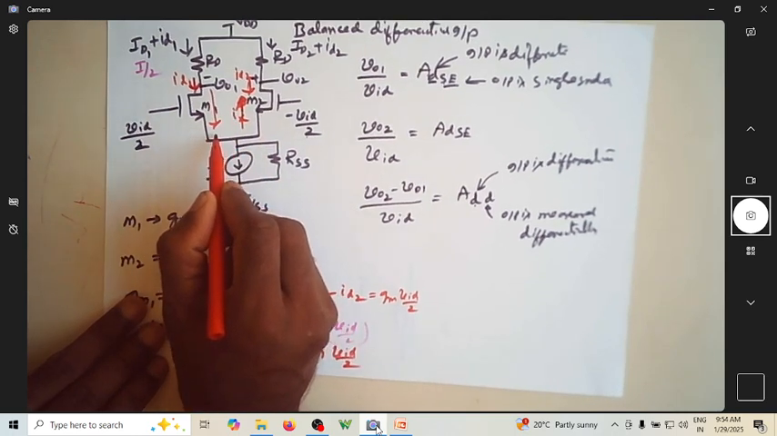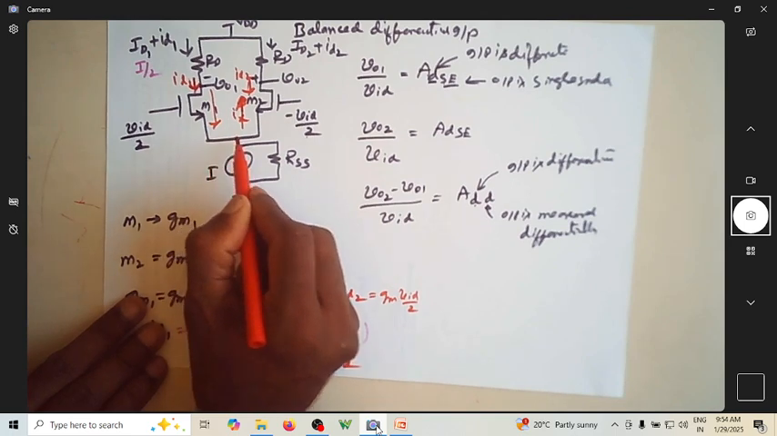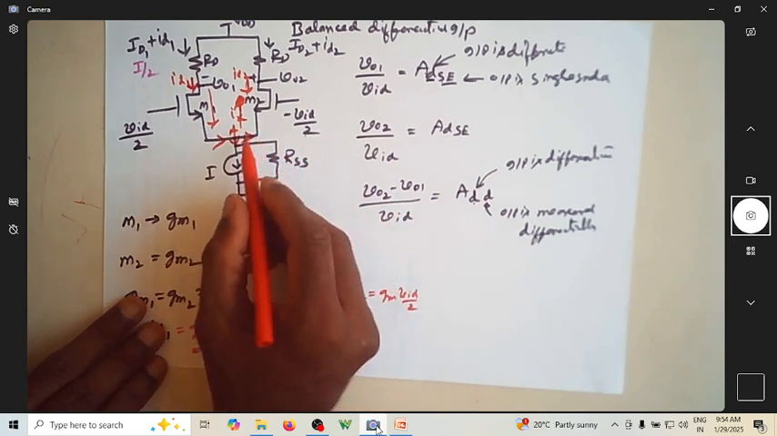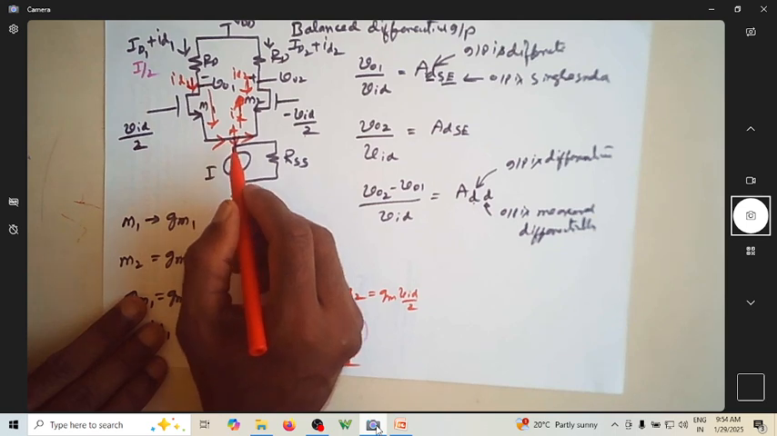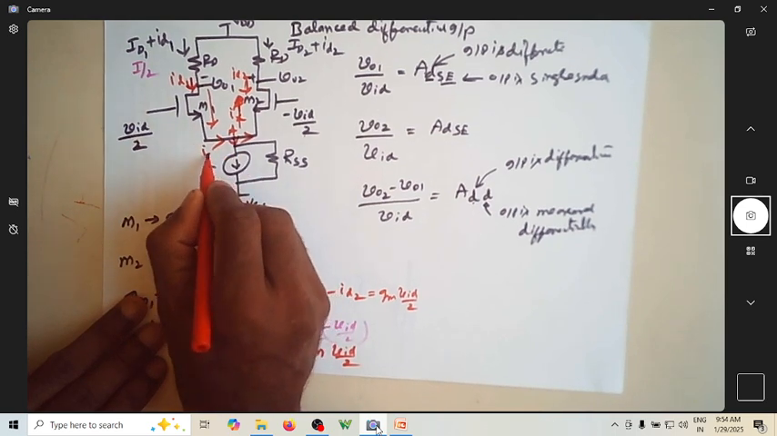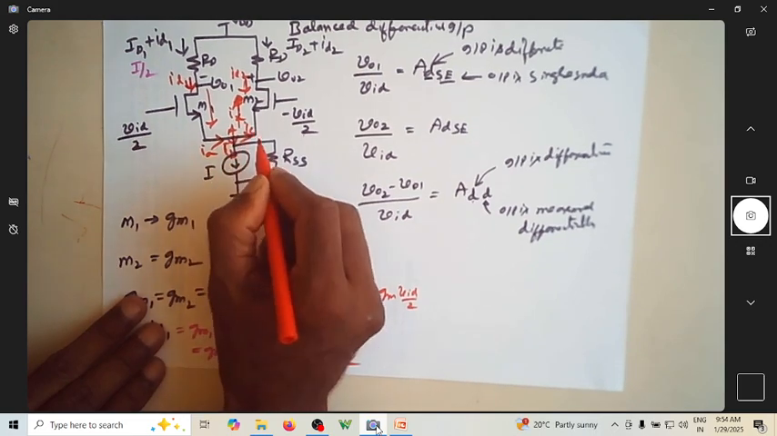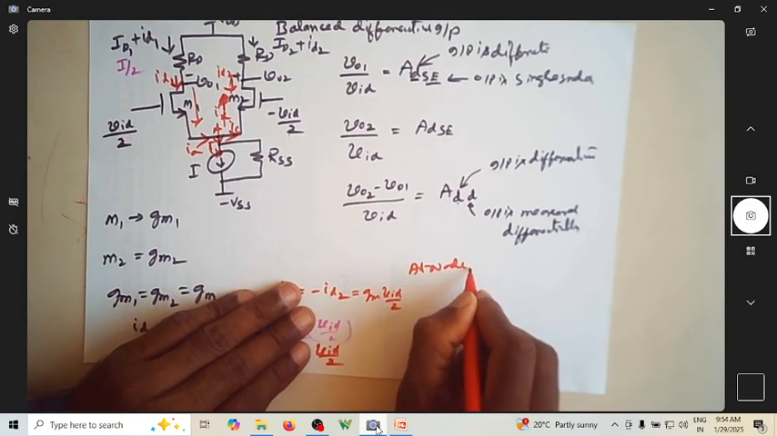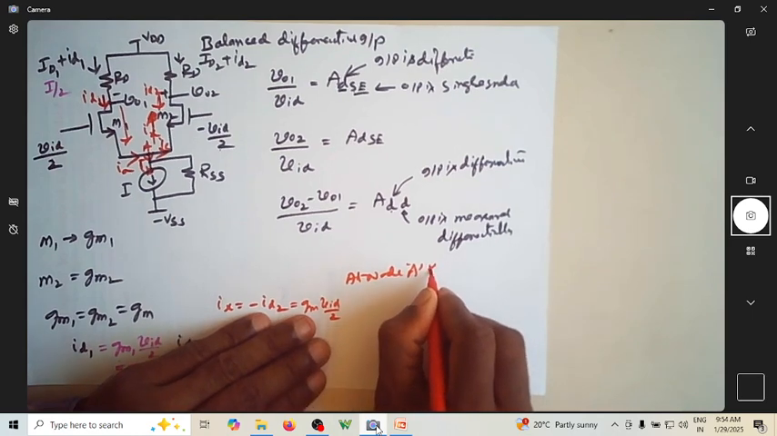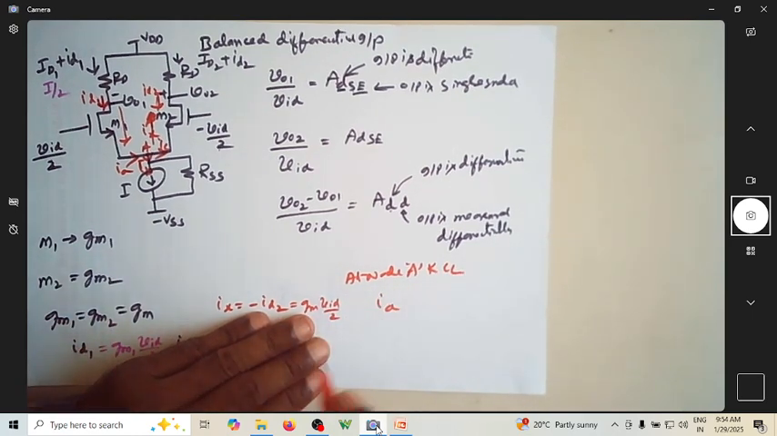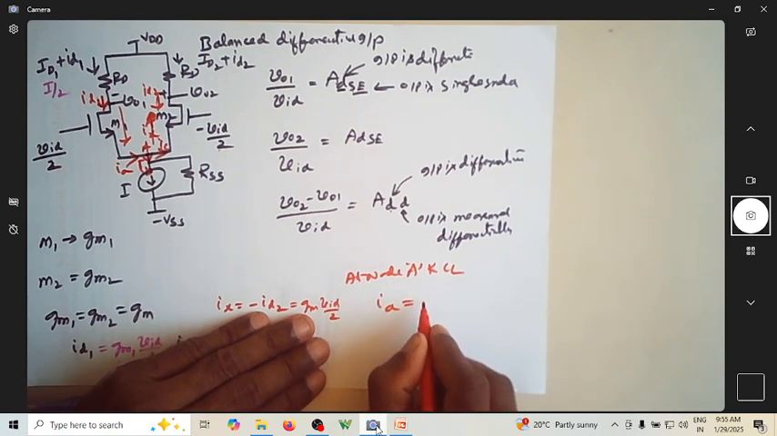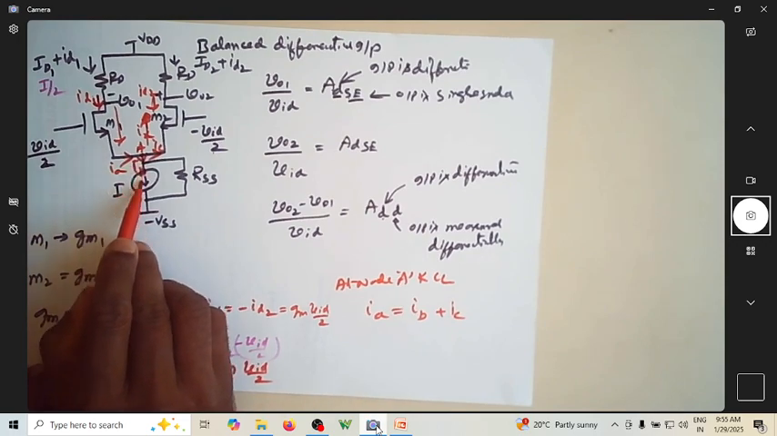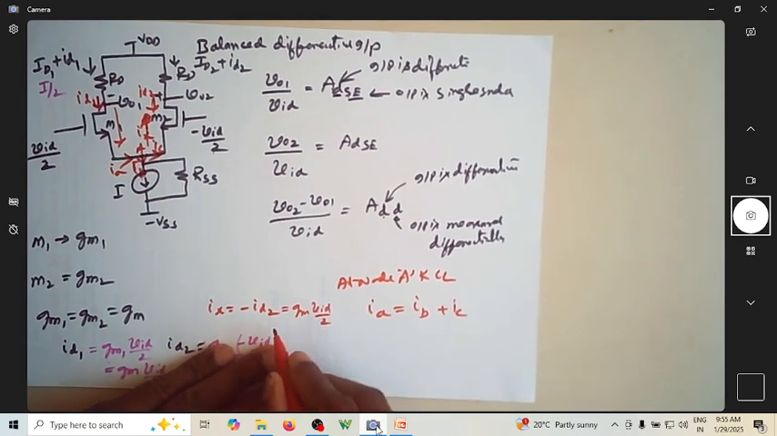Meaning that as per your KCL, Kirchhoff's current law, if you write it at this node A, this is one current, this is another current, this is the third current. This is what I'm calling the small AC currents: IA, IB, IC. So at node A, applying KCL, the current IA entering is equal to the current leaving, IB plus IC, correct? This is your assumption. So this is a current, this is a current, this is a current. What is IA? IA is equal to this id1.